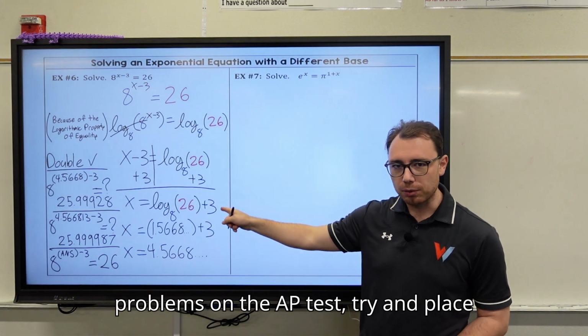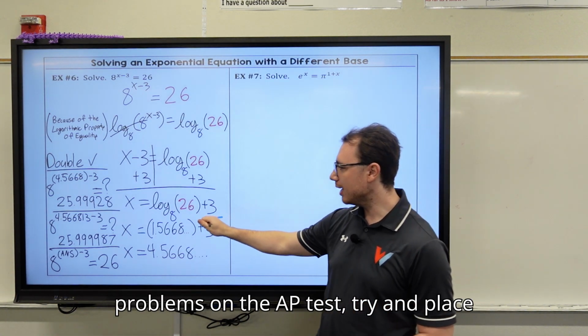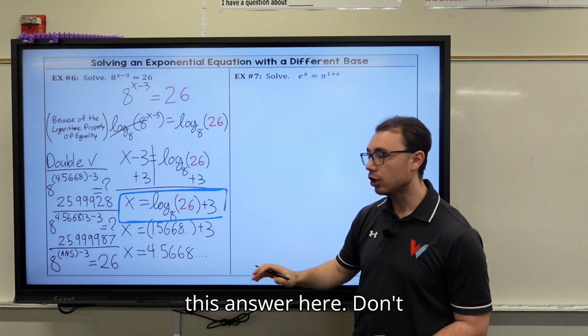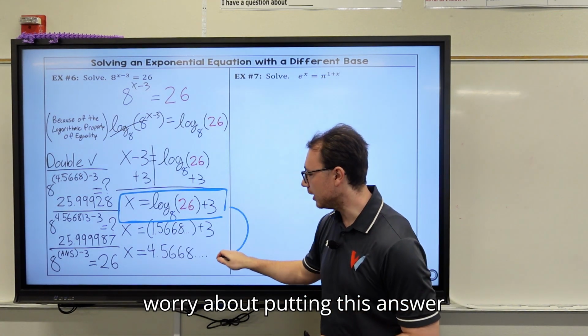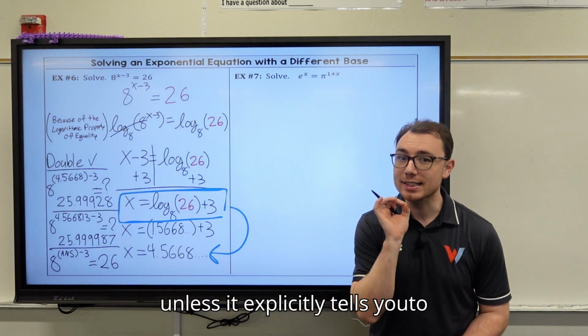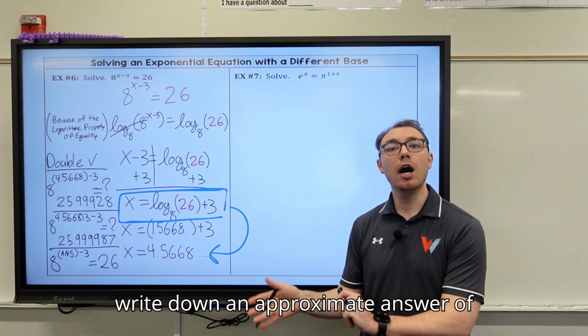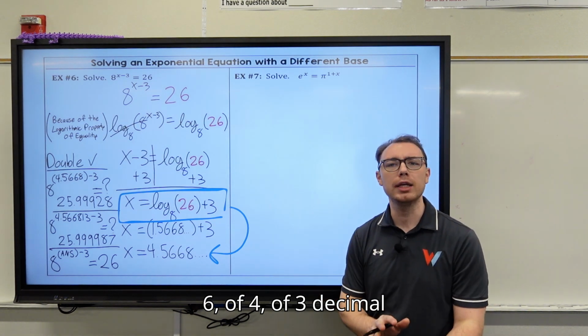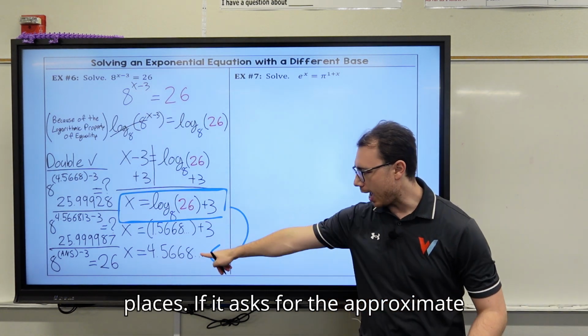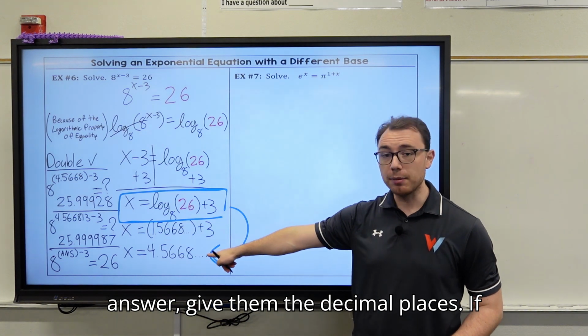When you're writing these problems on the AP test, try and place this exact answer here. Don't worry about putting an approximate answer unless it explicitly tells you to write down an approximate answer to 3 decimal places. If it asks for the approximate answer, give them the decimal places.